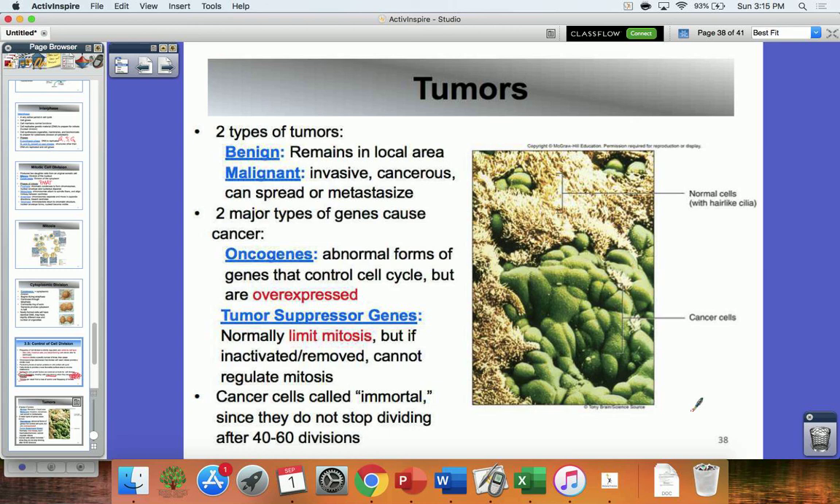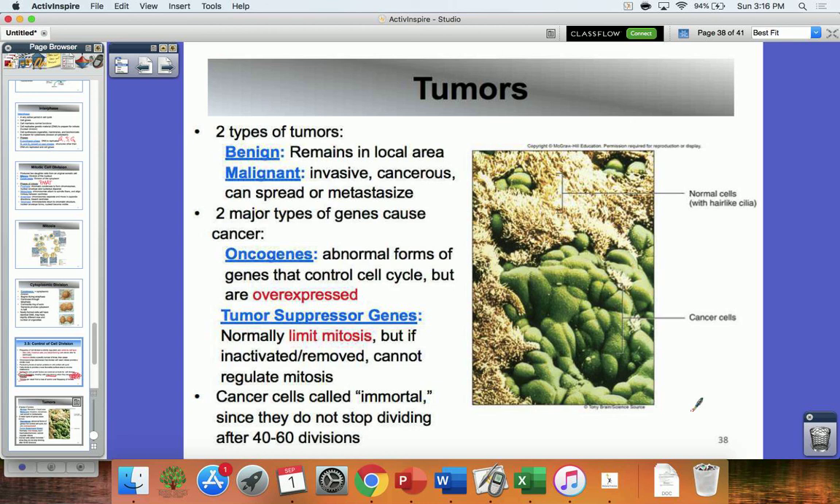And we have two different types of things within our body. In addition to contact inhibition, we have two different types of genes that are going to be responsible for causing cancer if they don't operate correctly. For instance, oncogenes. These are going to be abnormal forms of genes that are going to be responsible for controlling the cell cycle, but sometimes they may be overexpressed. And so if they're overexpressed, then we'll have that constant mitosis that's constantly happening, and they're abnormal, and so they could cause a tumor.